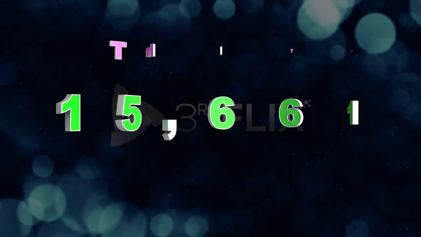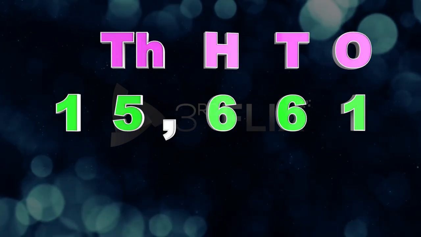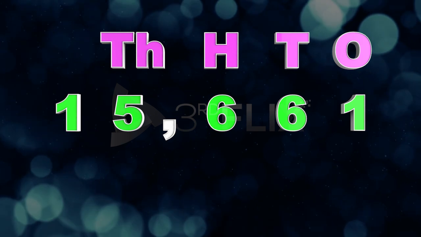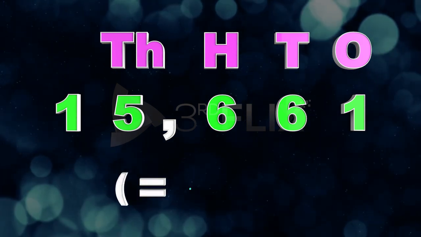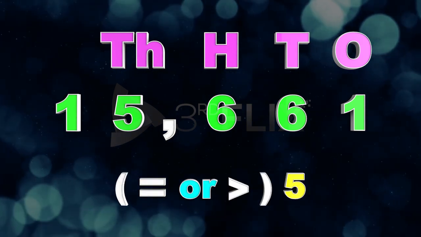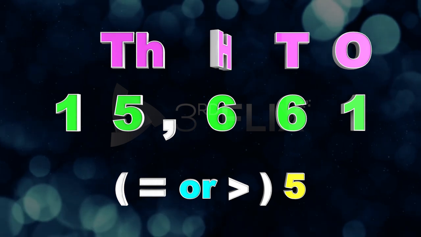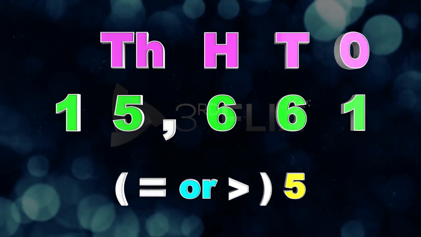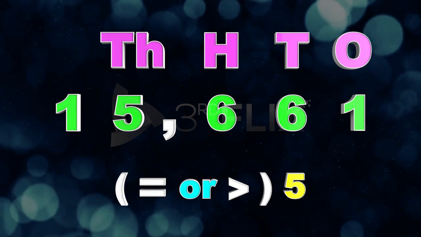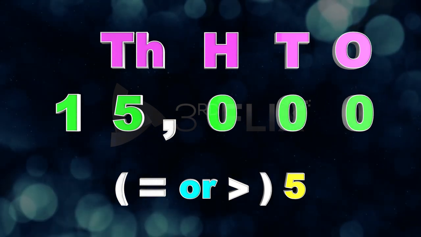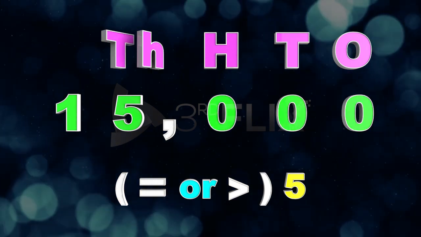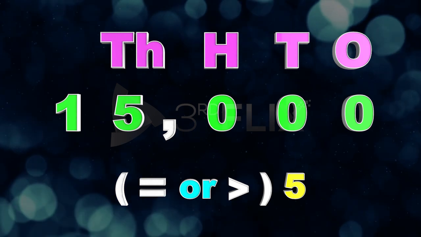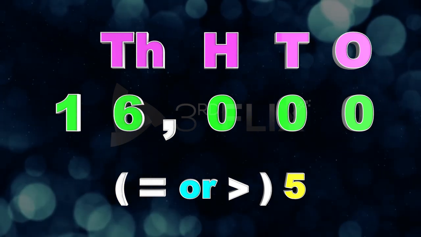If the digit in the hundreds place is equal to or greater than 5, then the hundreds, tens and ones places are replaced by zeros and the thousands place is increased by 1.